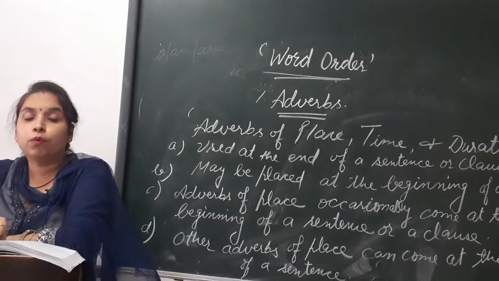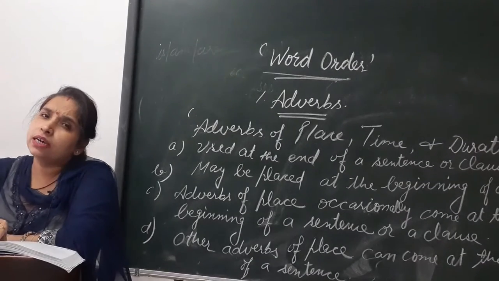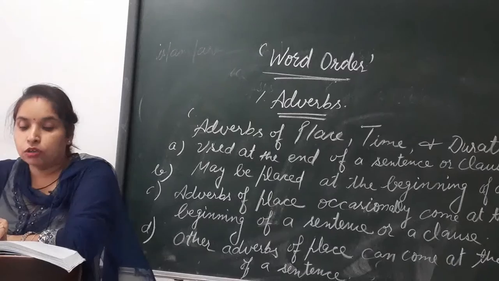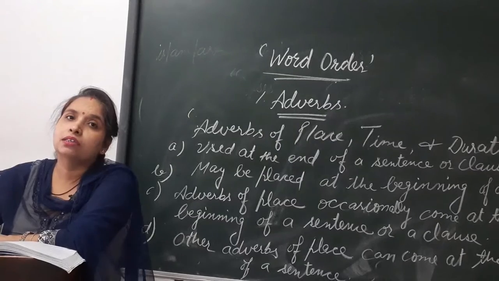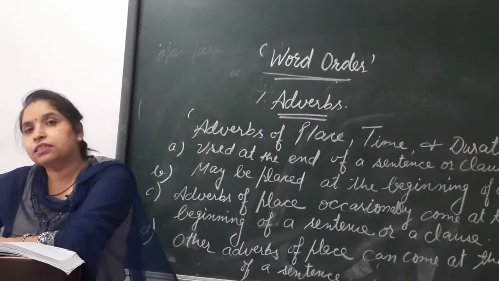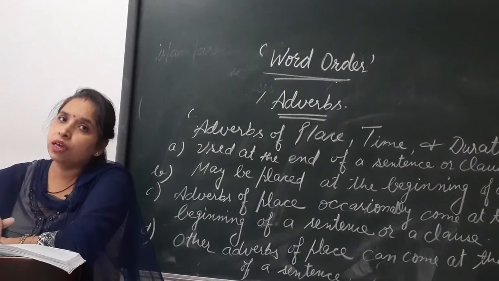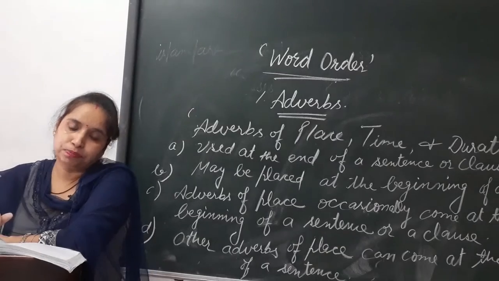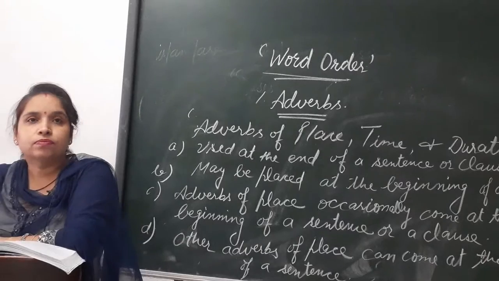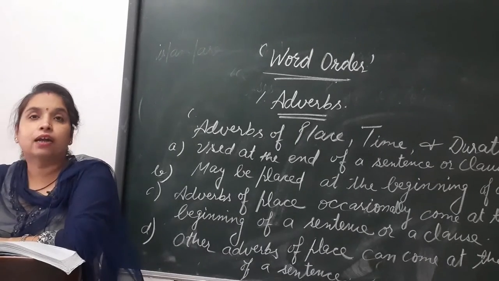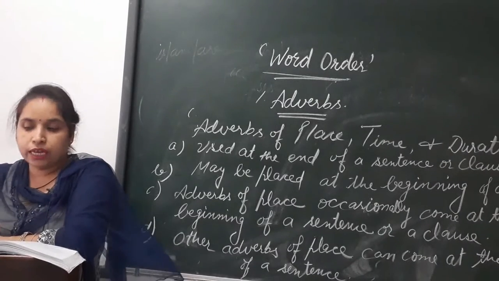The next is adverb of time and duration, which may be placed at the beginning of the sentence or a clause. According to the sentence, we can use this at the beginning also, like immediately after the link. For example, last week he joined our class. Last week he joined our class. Like this also it can come. Then, my sister who got married last year now lives in Patna. So here it is coming first, because "now lives in Patna" is the main clause, and it comes before the link word. So like this also it can be used.